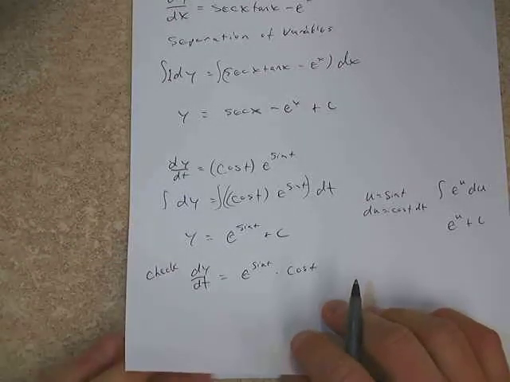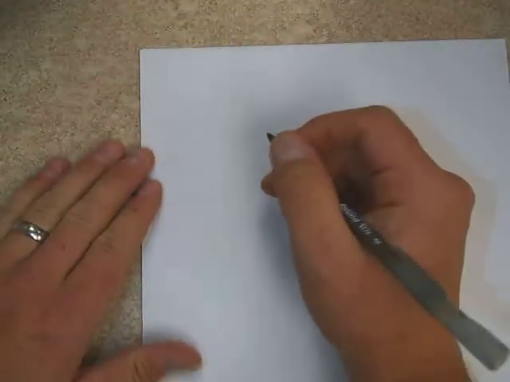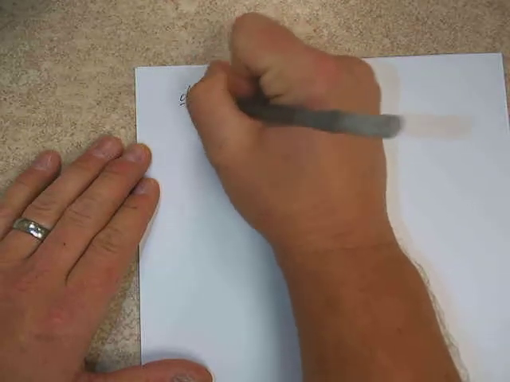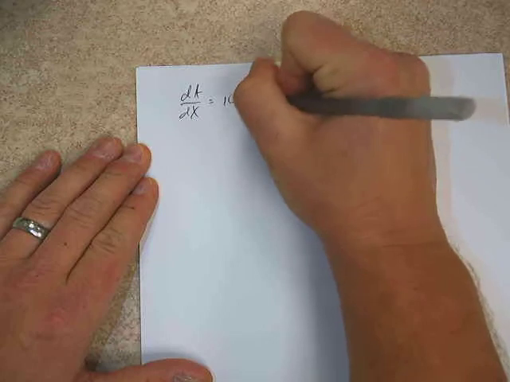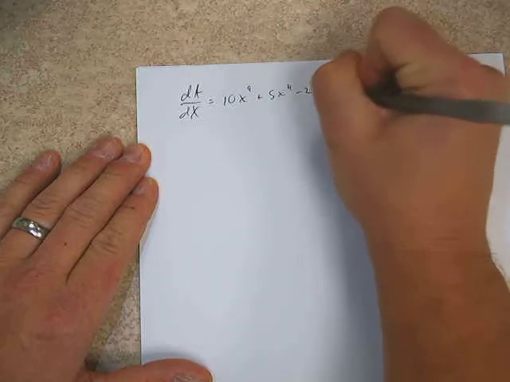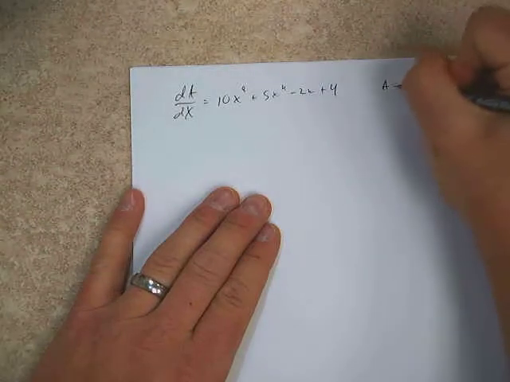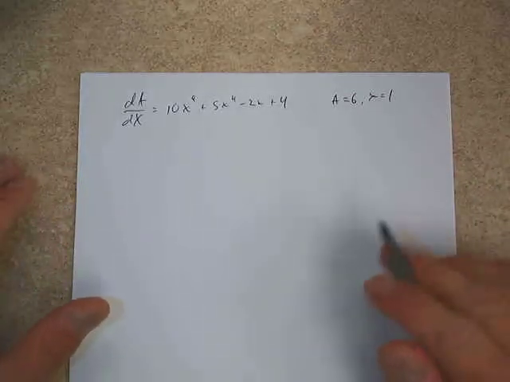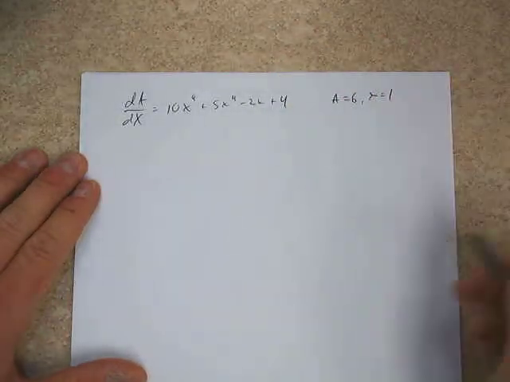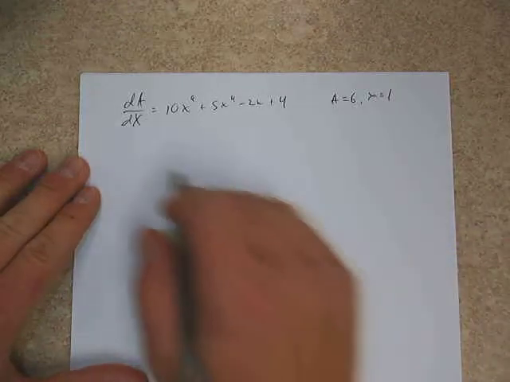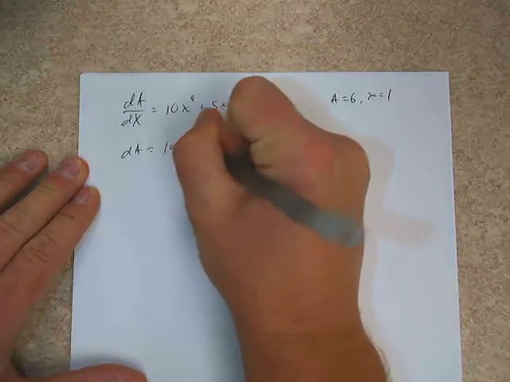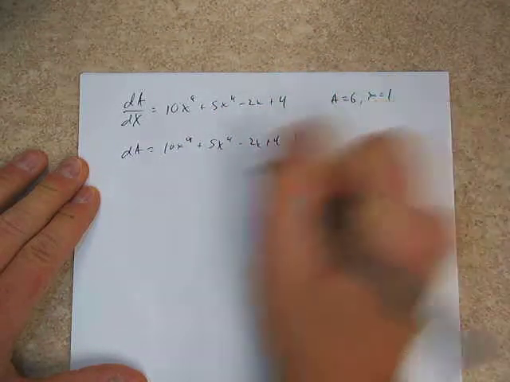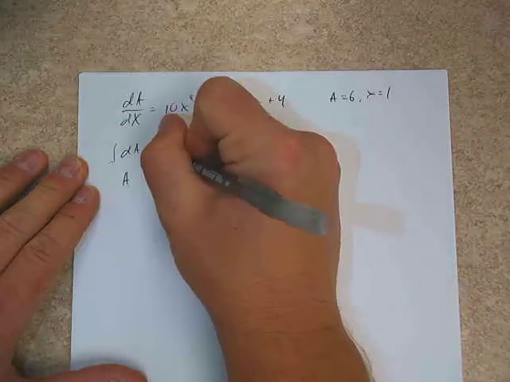Alright, so what we're going to look at next here then is we'll extend this to what I mentioned earlier, which is an initial value problem. So let's take a look at this next one we'll do here. It's dA dx, and it's 10x to the 9th plus 5x to the 4th minus 2x plus 4. And they tell us that A is 6 when x is equal to 1. So we're given an initial value, which makes this an initial value problem, which ultimately is no different than solving a differential equation, except for in the end we're going to find c. So we'll still follow the same procedure, which is separation of variables.